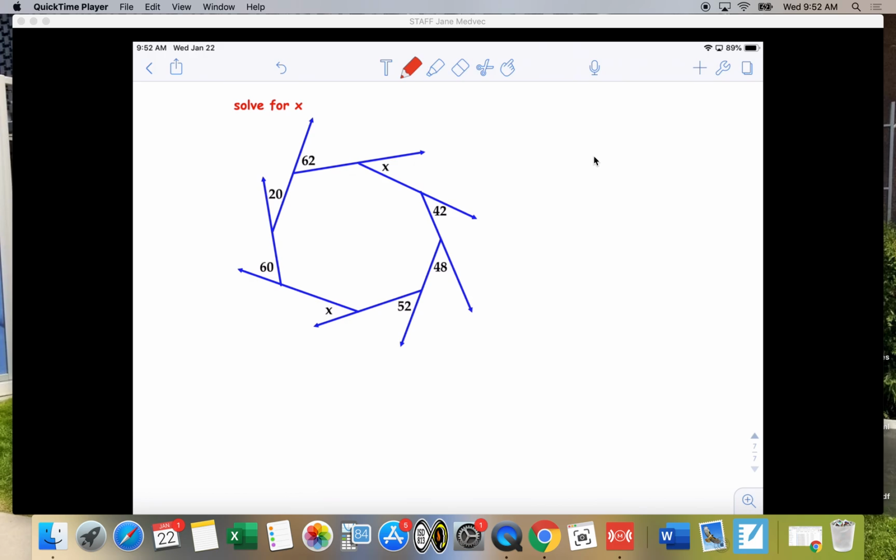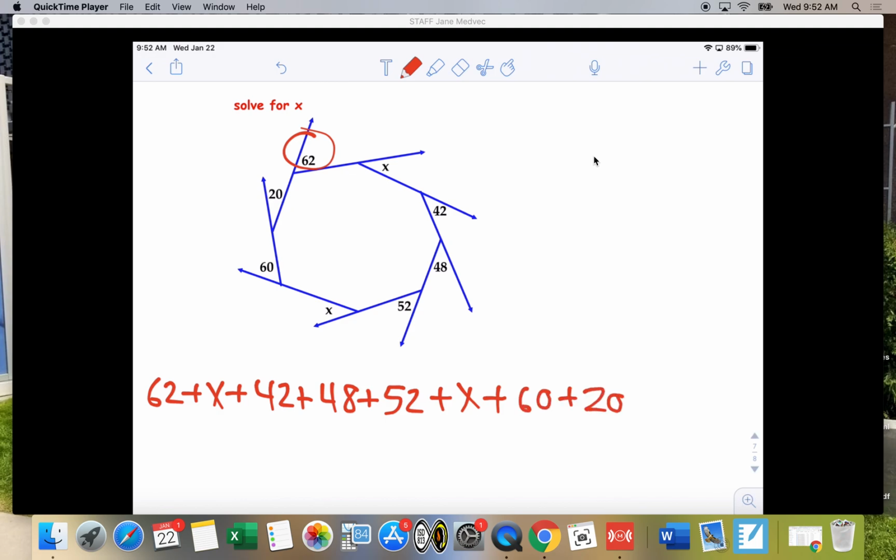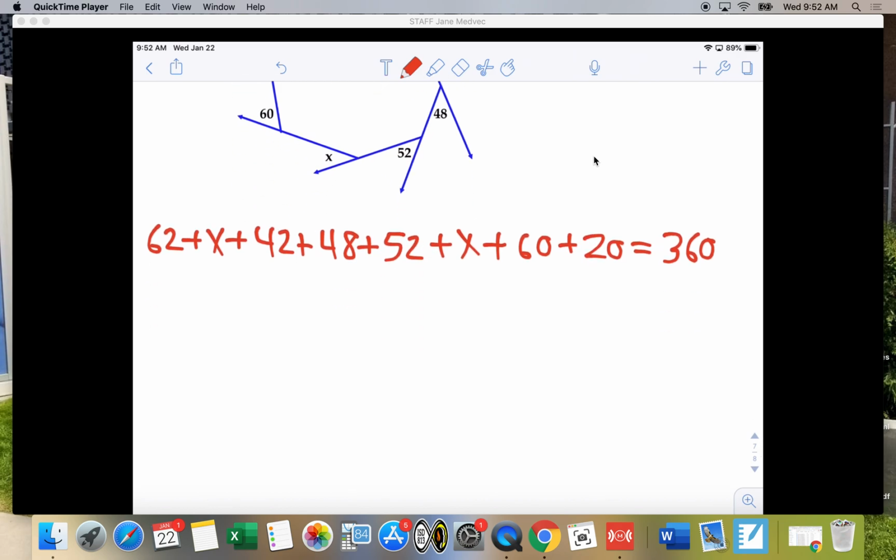Okay. So I'm going to pick an angle measure. I'm going to pick 62. So I'm going to go 62 plus x plus 42 plus 48 plus 52 plus x plus 60 plus 20 equals 360. And that's where students kind of like, really? 360? Yeah. You would think it'd be more because it's a bigger shape, and it's not.